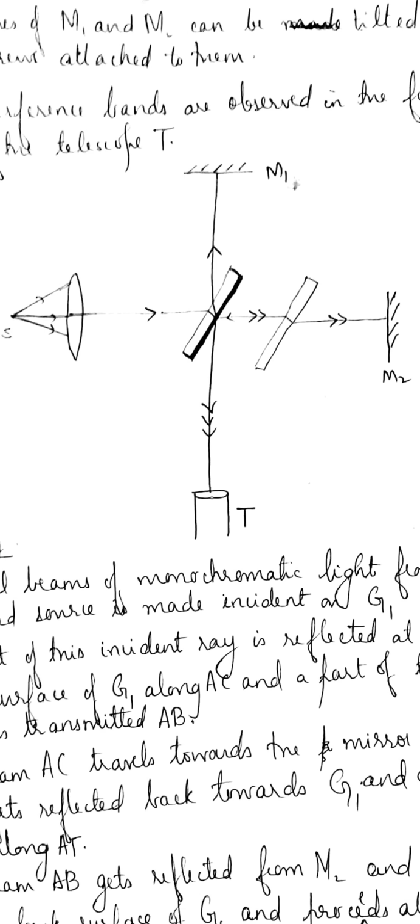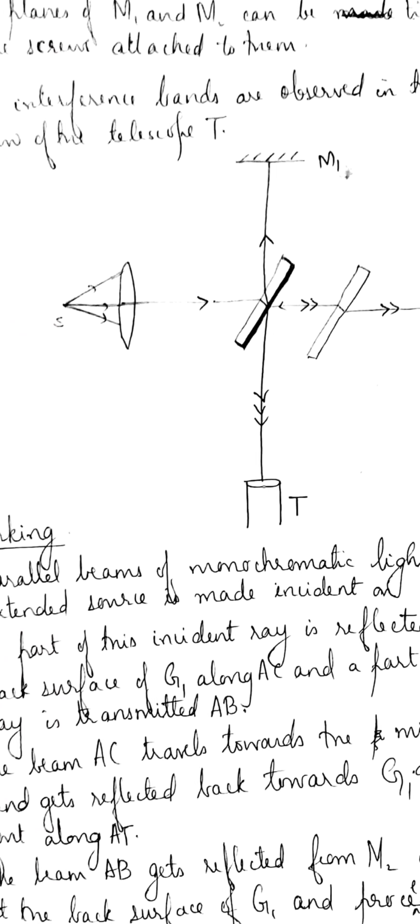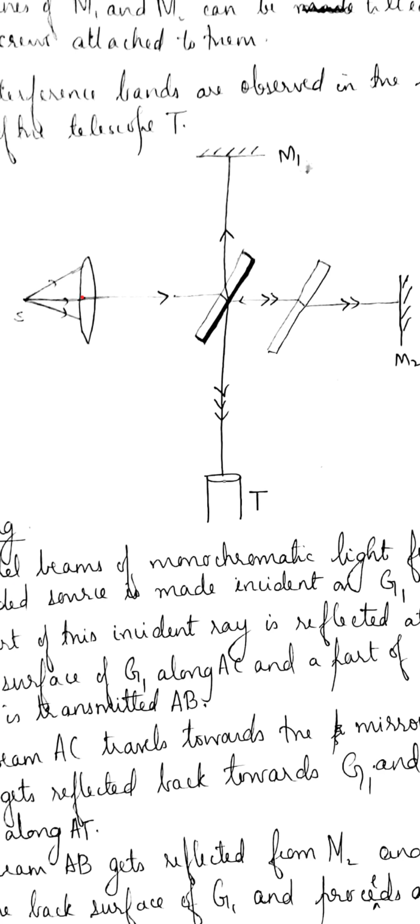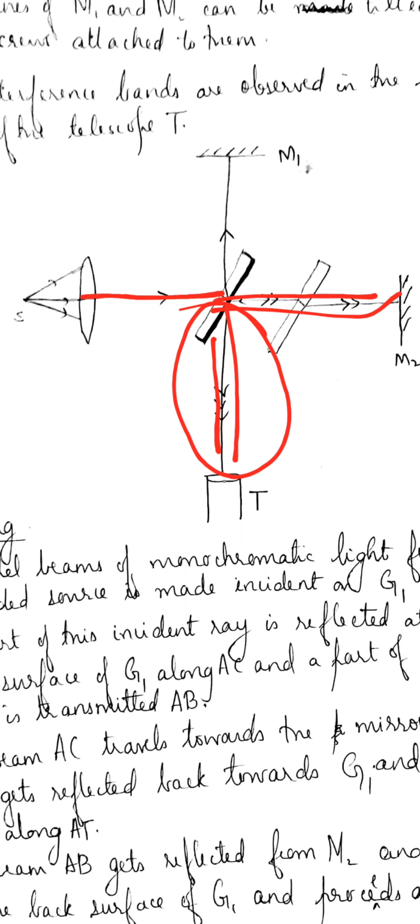Now what is the principle here? Here the light from an extended source is divided into two parts, one part like this and another part like this, of equal intensities, and they get reflected back. These two get reflected back, they come here, they superimpose, and we get the interference pattern.